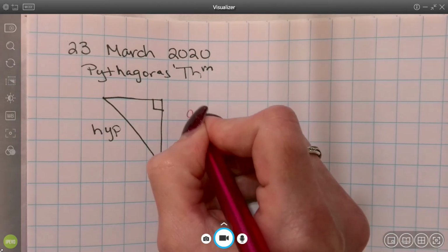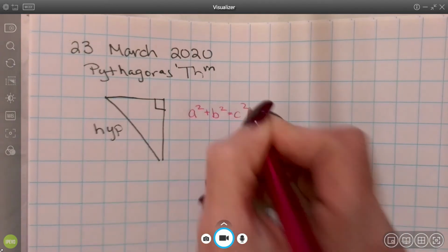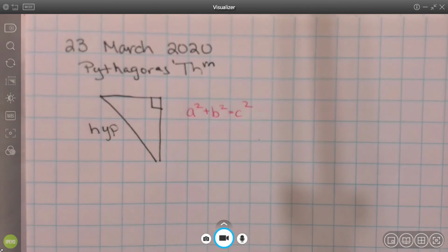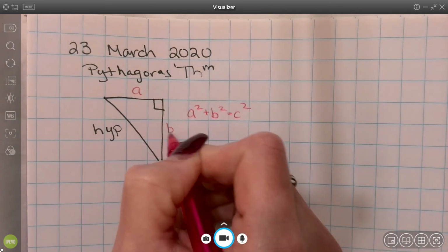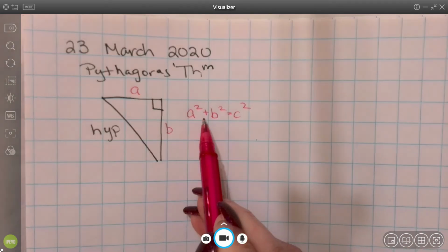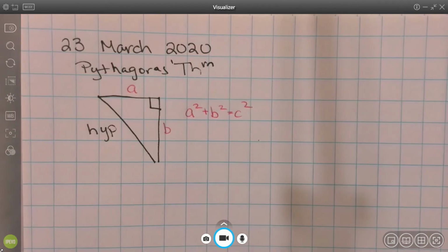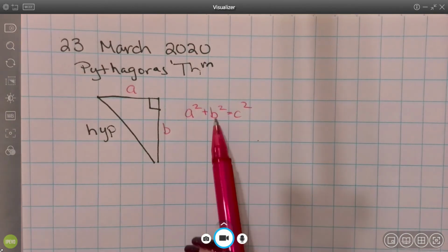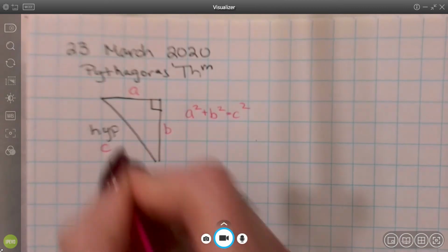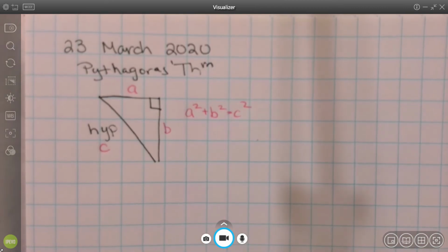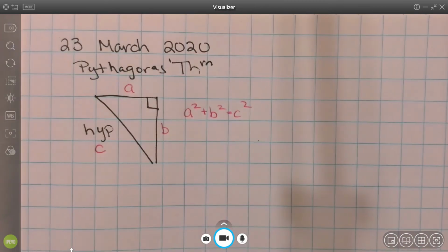Traditionally, it's written as a squared plus b squared equals c squared. And that's really us just saying it is the sum of the squares, so sum means adding, of squaring the two perpendicular sides of a right-angled triangle, and they will give you the square of the hypotenuse. So it's important that your hypotenuse is always labeled as your c in that formula.